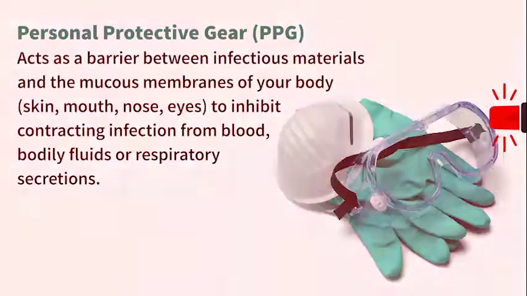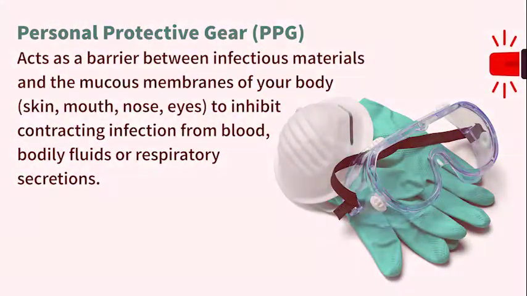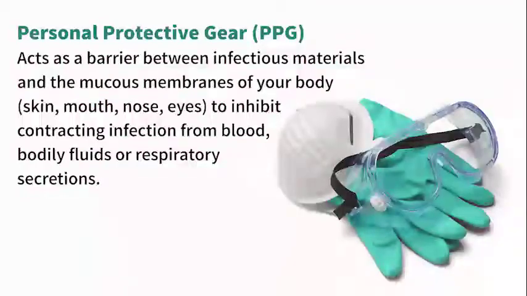PPG is also known as personal protective equipment, personal protective gear specifically, so you may see it as PPG or PPE, and barrier clothing. So it depends on how it's referenced within your facility. PPG acts as a barrier between infectious materials and other mucous membranes of your body, such as your skin, mouth, nose, and eyes. Remember that you might have to wear glasses or a mask, so vital organs are going to be protected. This is done to inhibit contracting infection from blood, body fluids, or even respiratory secretions.